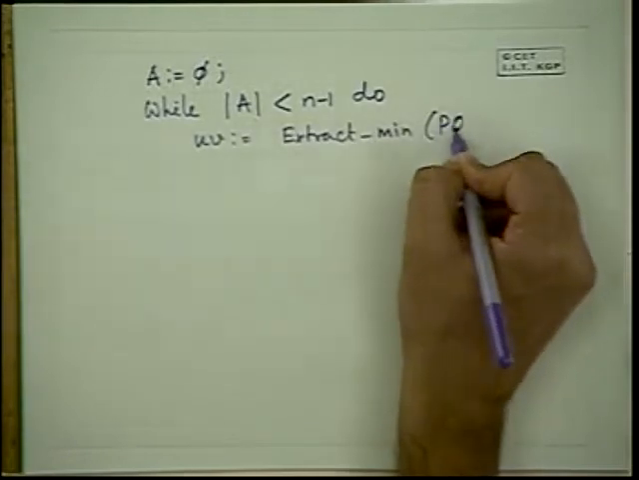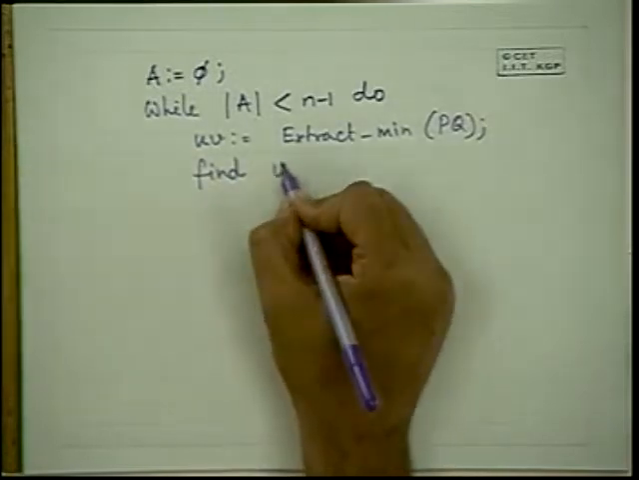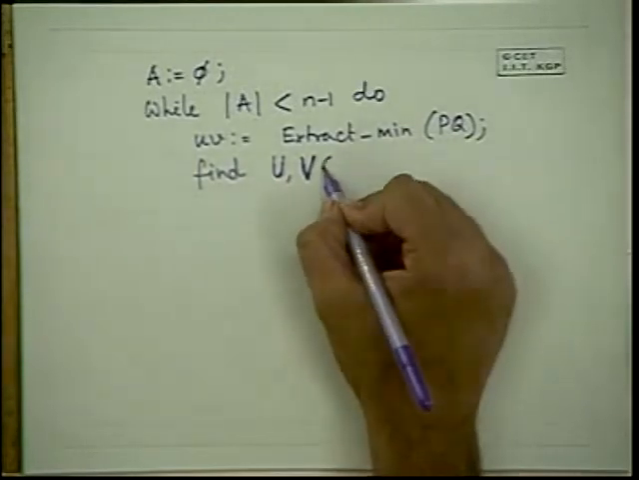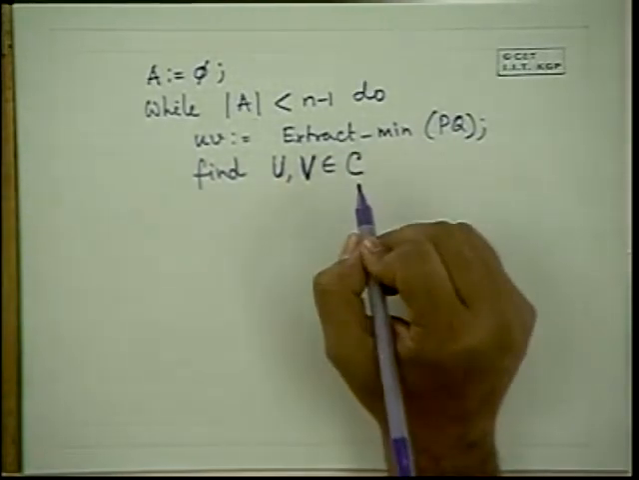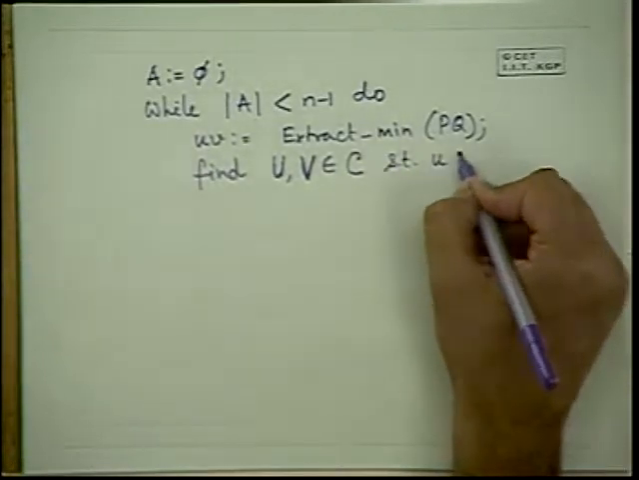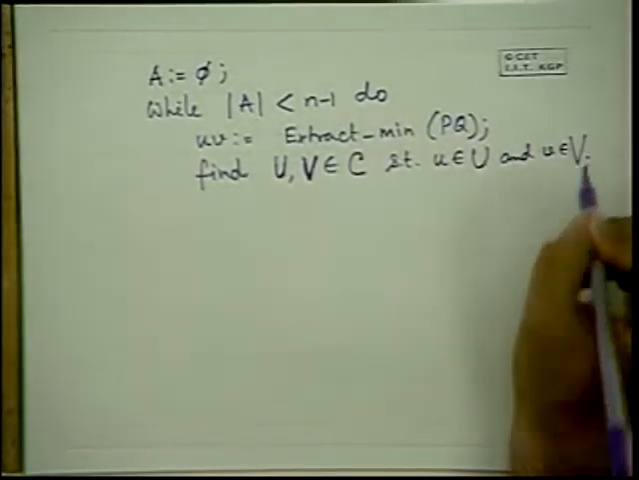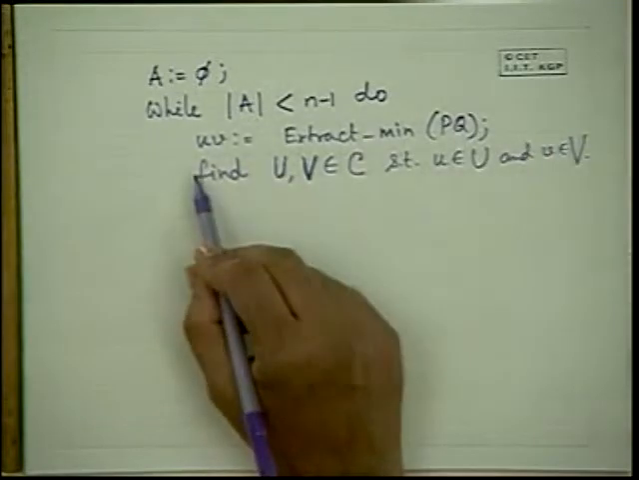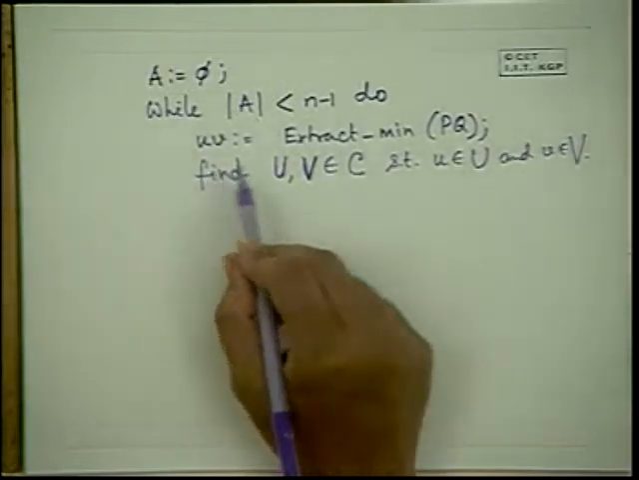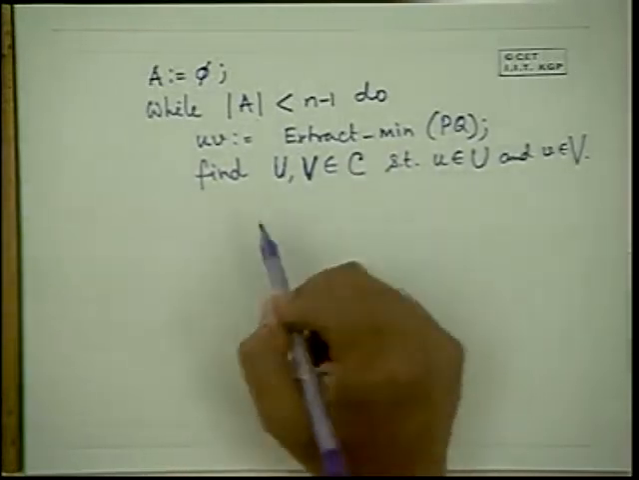Extract min from PQ. Find two sets U and V, two different sets in C. C is a set system. So find the two sets such that U belongs to the set U and V belongs to the set V. So basically you have got the two vertices of the edge which has been extracted from the priority queue, the minimum weight. Now you check its two vertices, to which set these two vertices belong, and get those two sets.